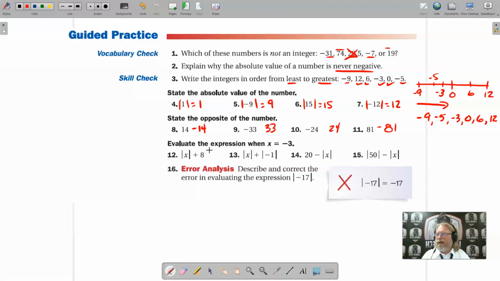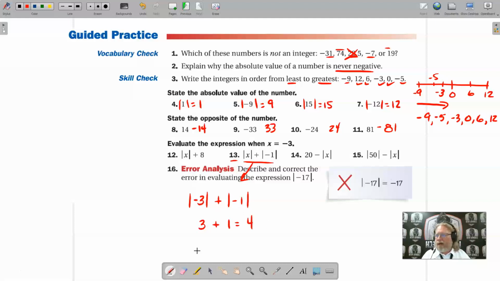And then finally, evaluate the expressions when x equals -3. So let's try 13 here. Let's rewrite this. And notice I've rewritten it the same down here as I did here. Only where x is, I'm going to put in -3. So I have absolute value of -3 is +3. Absolute value of -1 is +1. And 3 plus 1 is indeed 4.